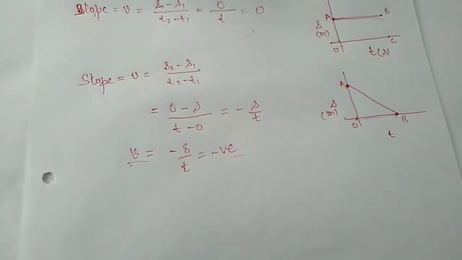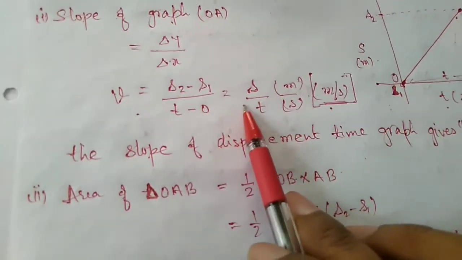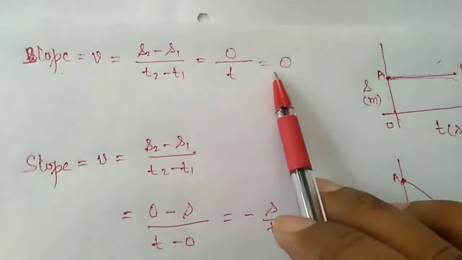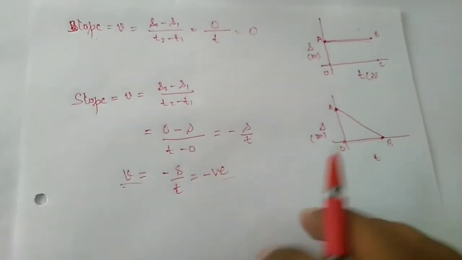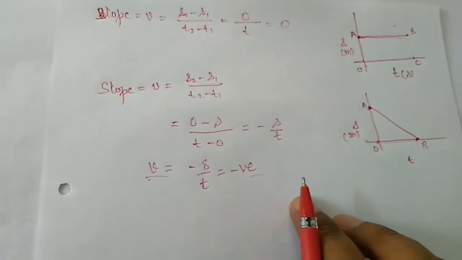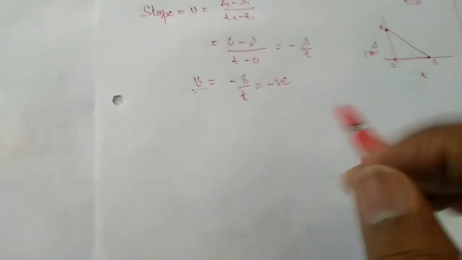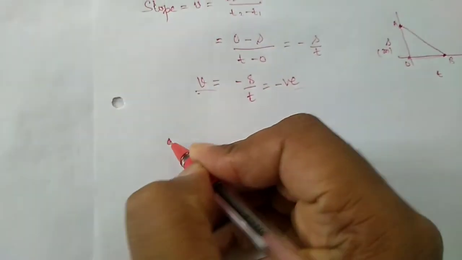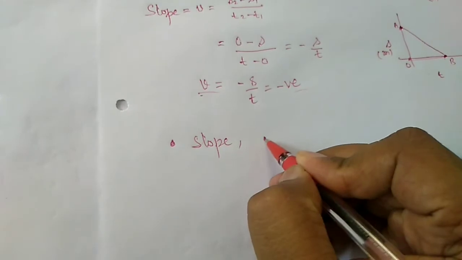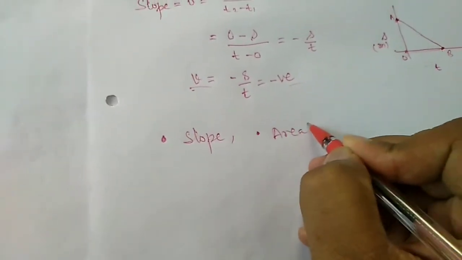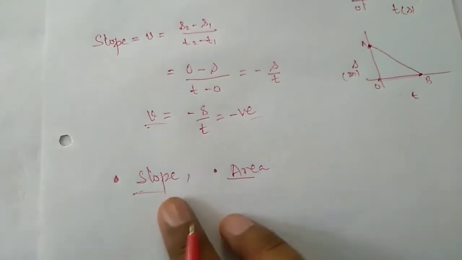As we know that velocity is a vector quantity, it can be positive, 0 and negative as well. So these are the possible graphs. In the next lecture we will discuss the velocity time graph, but remember what you have to calculate for every graph. One thing, slope you will calculate, and second thing, area. Remember this, only two things we will calculate, slope and area.